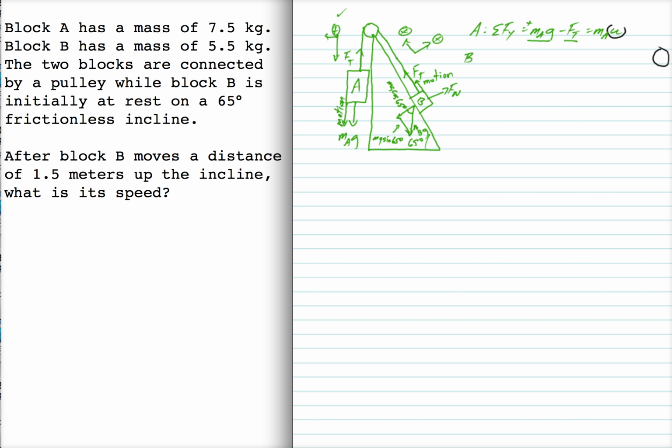Alright, for mass B, let me just look at the forces that are parallel to the ramp. That would be positive tension minus the parallel component of gravity, which is mBg sine 65. That's equal to mBa.